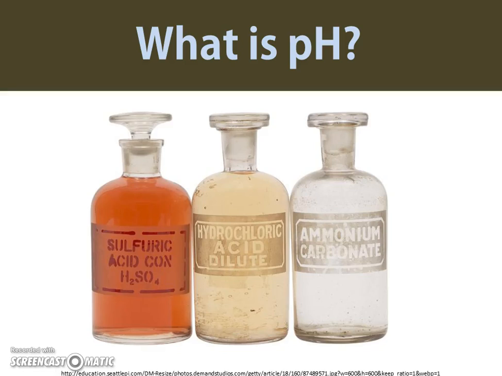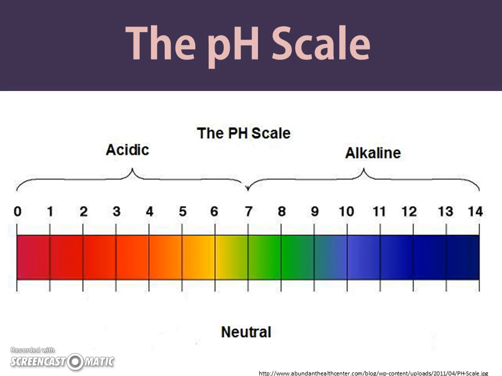What is pH anyway? Well, pH is kind of like the measurement of how acidic or basic something is. It's measured on a scale of 0 to 14. The lower the number, down at 0 is the lowest, the more acidic a substance is. The higher the number, up to 14, the more alkaline or basic a substance is. And 7, right in the middle, means that it is a neutral substance.